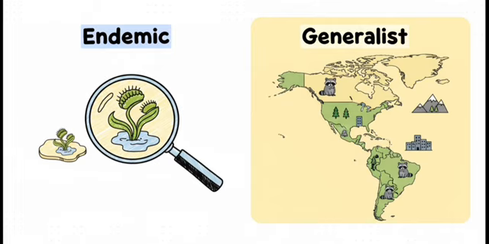You have what are called endemic species, total specialists, like the Venus flytrap, that can only be found in one specific little corner of the world. And then you have the generalists, like a raccoon, that are super adaptable and can pretty much live anywhere. Understanding that difference is huge.